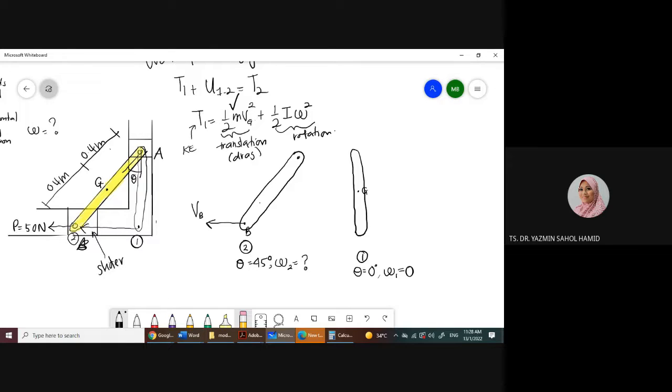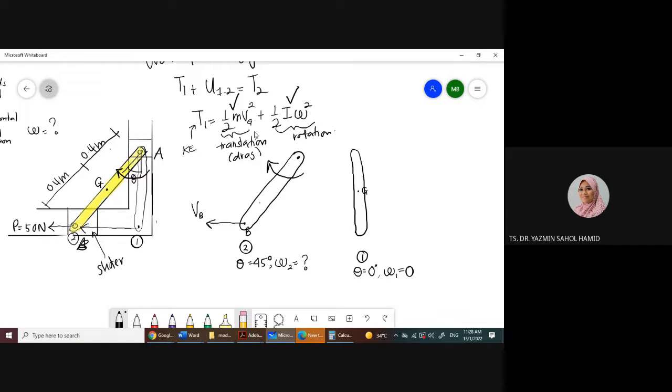Now, is there any rotation involved? Yes or no? Originally it was straight. Then it rotates to here. So it is considered that there is a rotation involved also. The way it moves, the end is dragged and then it rotates through the angle. Okay, so there is translation and rotation involved.